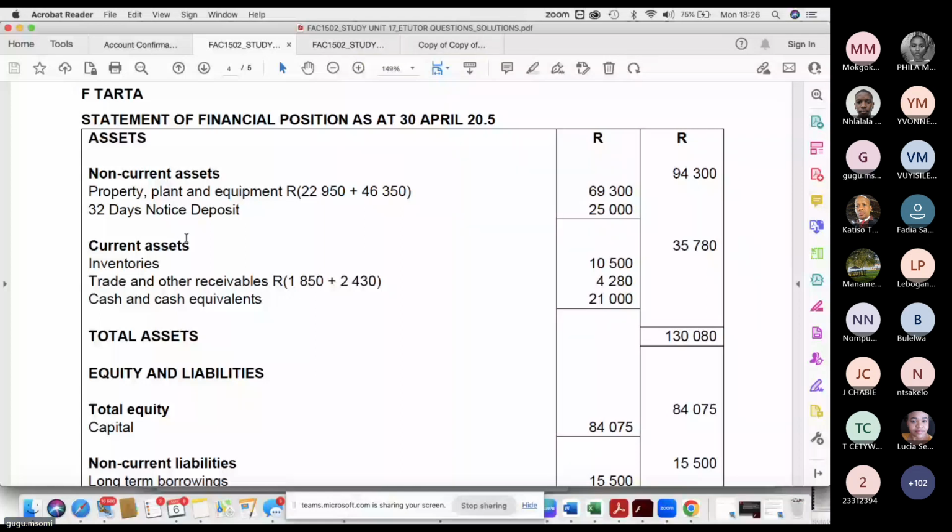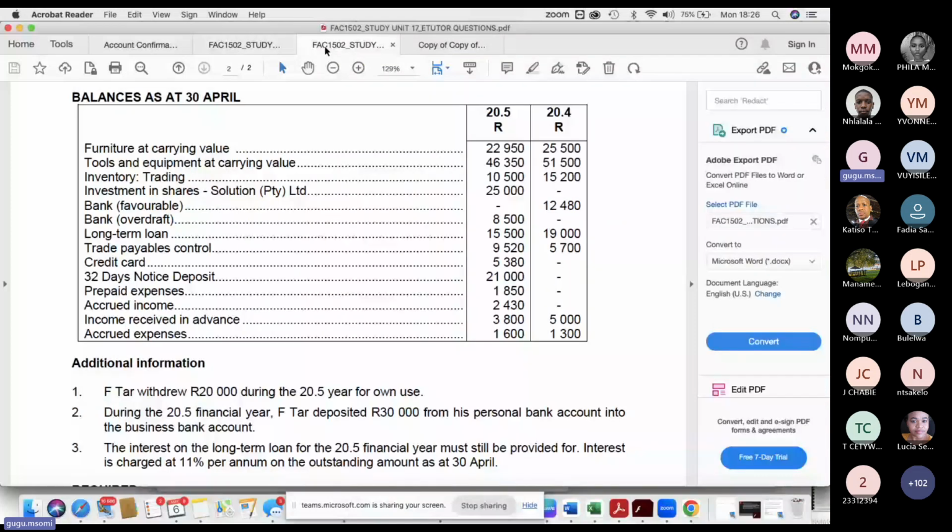So the next is, what other non-current assets do you have? If we go back to the question, he's got investment in shares. Usually investment in shares you would keep for a long period. So that's the 25,000. Sorry, we will slot it in there. It's just called the 32.